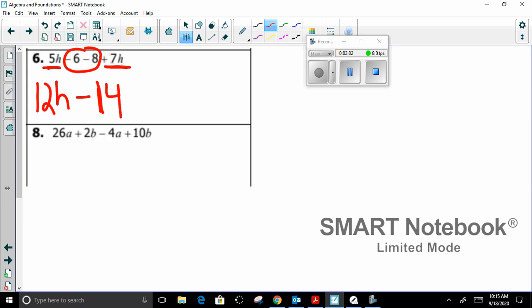Now look at what I'm left with. Are they like terms? They are not. H's go with H's, plain numbers go with plain numbers. So you have simplified your expression.